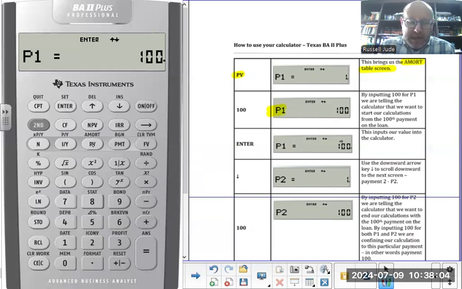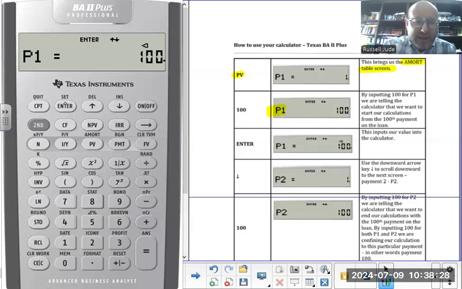So in my example over here, I'm just going to do it again for you. P1, I want it equal to 100. Don't forget to push the enter key. Now it's in. What does that mean? P1 is my first payment. I want to start to analyze my cash flows, my loan repayments on this loan, starting at what point? At P1. So I'm starting at point 100.